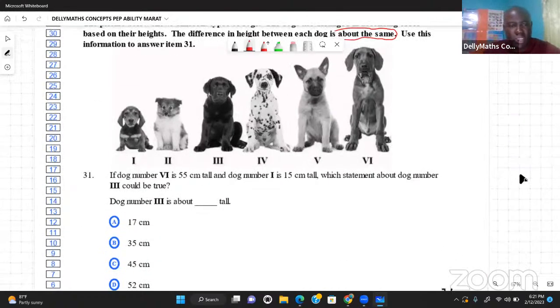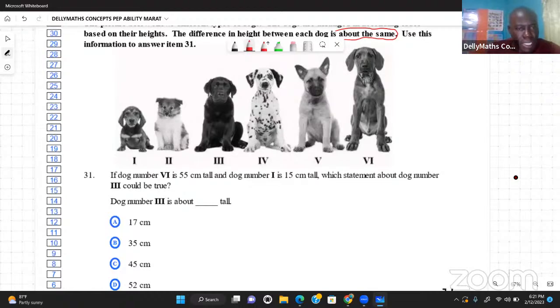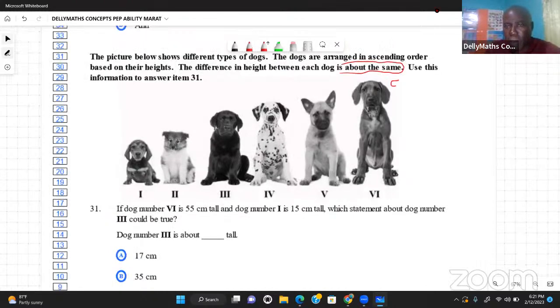So let us see what question 31 says. If the dog at number 6 is 55 centimeters, now they're telling me that this dog here at number 6, I'm going to put 55 centimeters on the top of his head. This one is 55 centimeters, right? And now they're telling us that they're equal in height in terms of how much he's taller than the other. And they gave us this one too, which is 15.